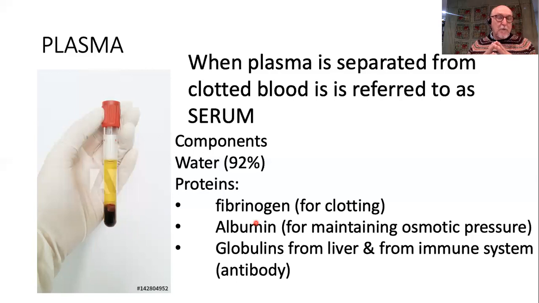The last group of proteins are a large and very diverse group called the globulins. They have many different functions. Some of the globulins are manufactured by the liver, but the ones that we are particularly interested in in blood are those which are produced by the cells of the immune system, by a group of blood cells which are part of the immune system. The immune globulins are what we know as antibodies. They are proteins which are produced in response to the presence of particular pathogens, for example, and their responsibility is to inactivate those pathogens.